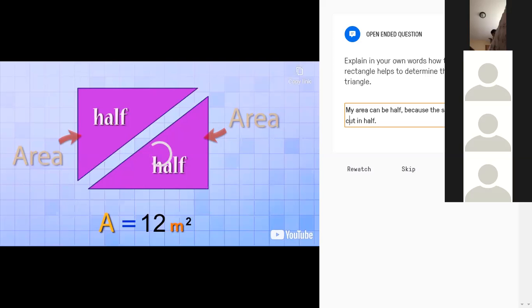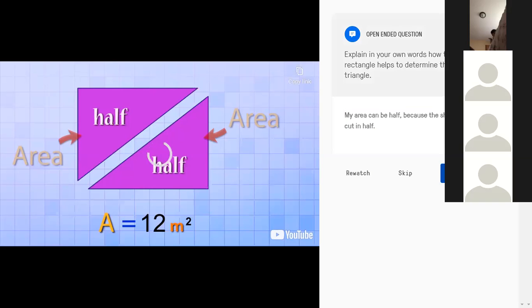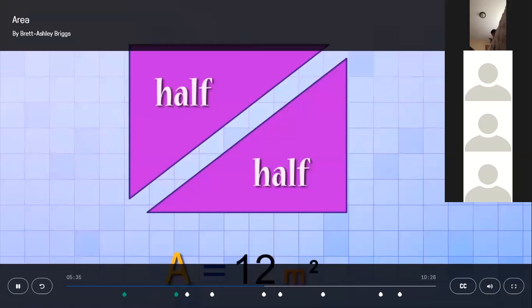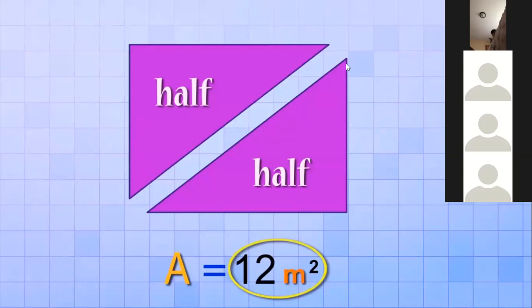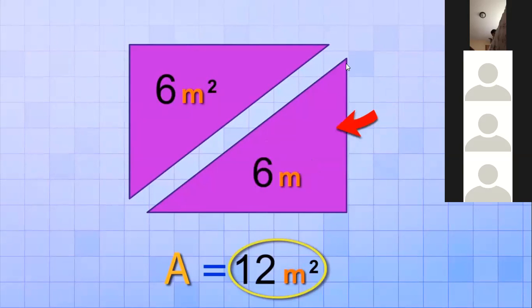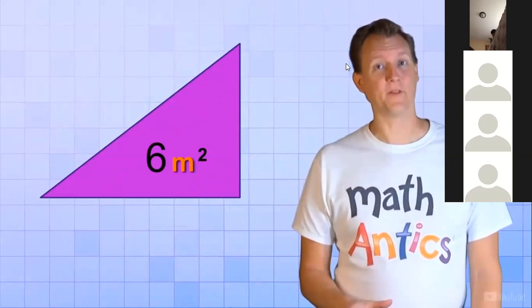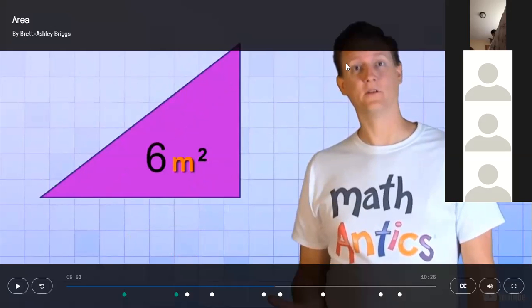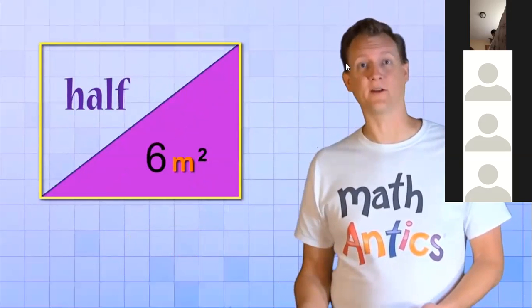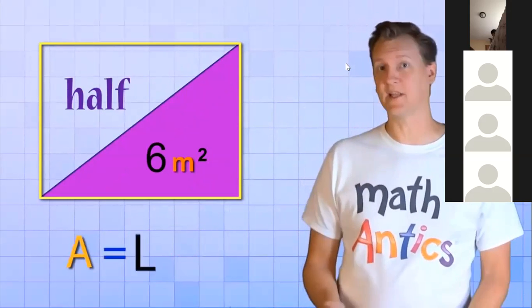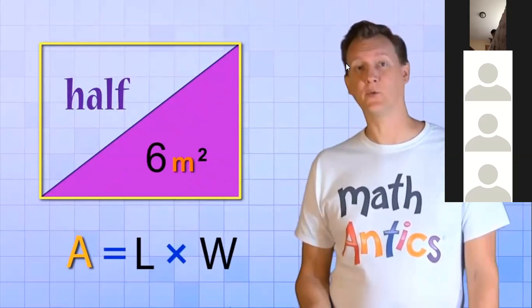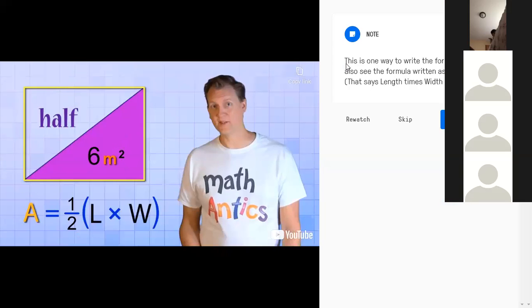Right, here we go. We already calculated that the area of the entire rectangle is 12 meters squared. So the area of this triangle must be 6 meters squared. And the area of this triangle must be 6 meters squared, since 6 is half of 12. Aha! So the formula for the area of a triangle should just be half of a rectangle. So does that mean that instead of area equals length times width, it should be area equals 1/2 of length times width?